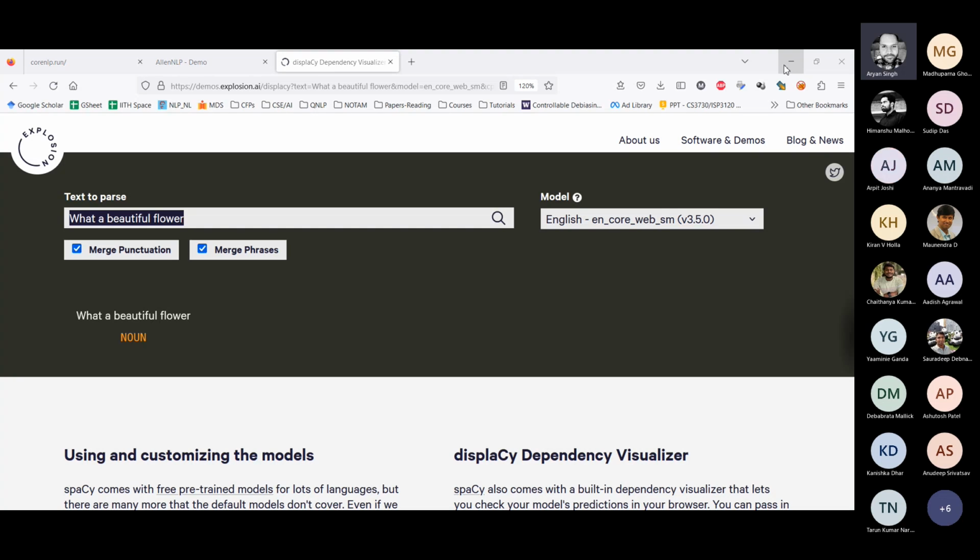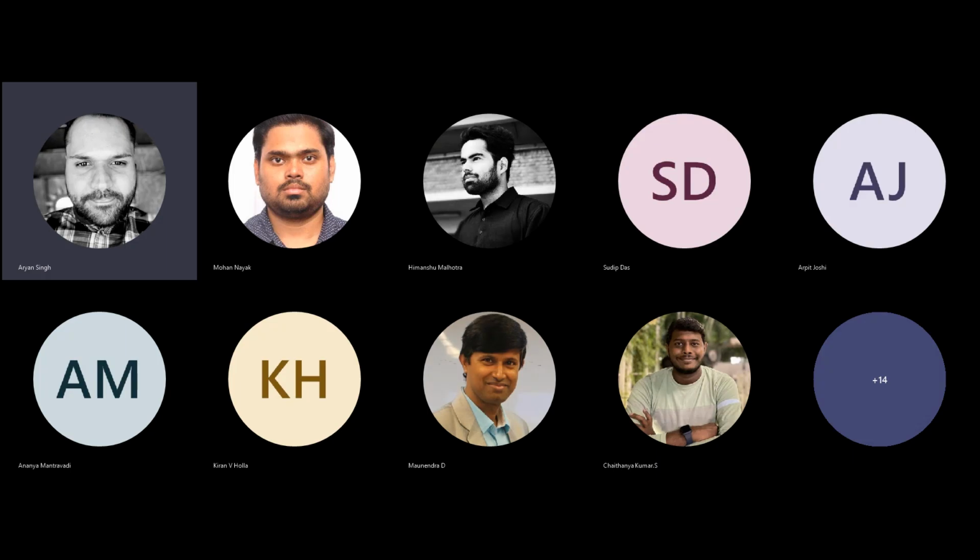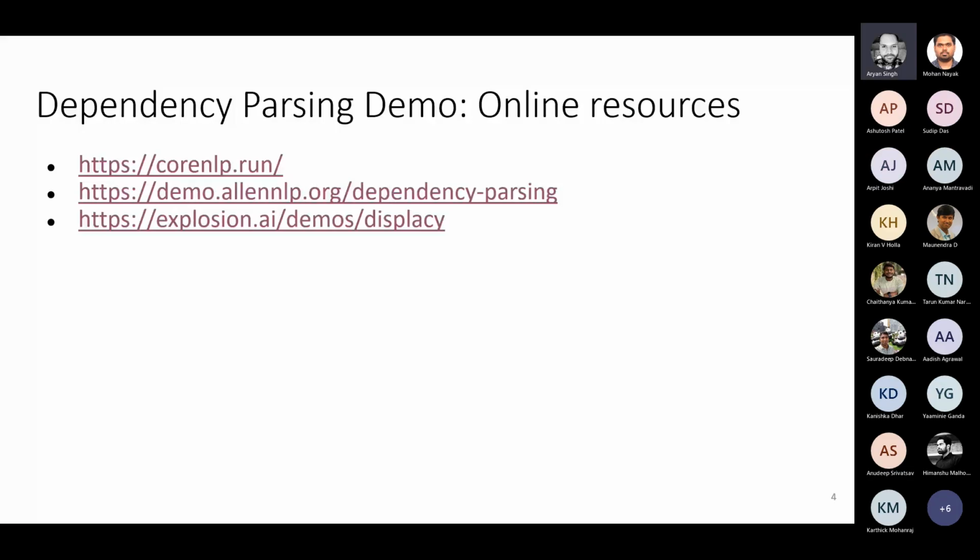Yeah, I understand the root, but the way they build the trees, this dependency parsing within spaCy and AllenNLP, there might be differences in the way they are building it. Yeah, there may be differences.